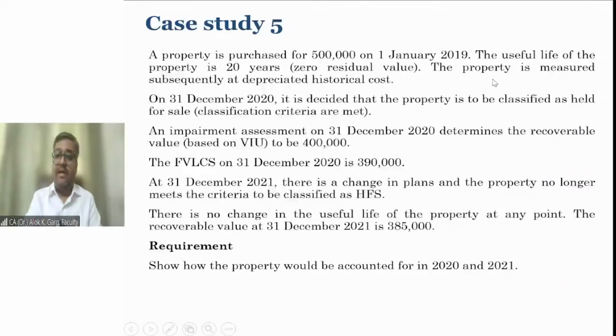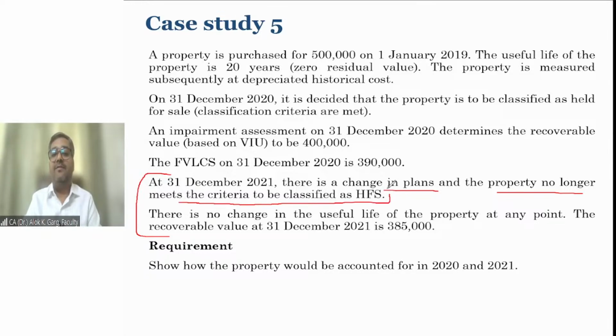Now the actual begins. Friends, after 1 year, that is at 31st December 2021, there is a change in plan and the property no longer meets the criteria to be classified as held for sale. There is a date of change of plan which is given. It is 31st December 2021. There is no change in the useful life of the property at any point of time.